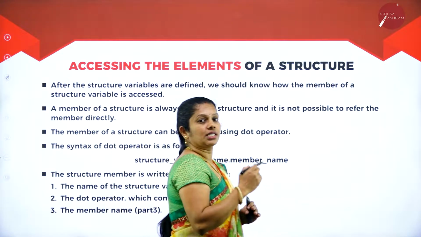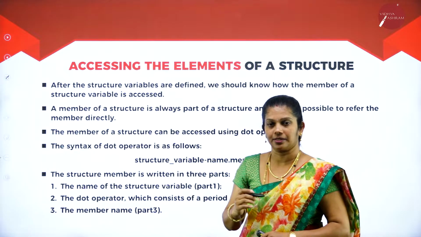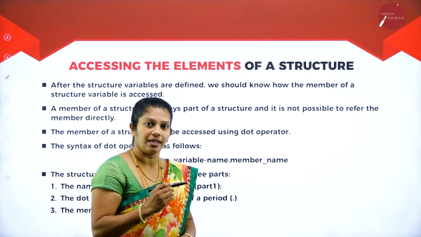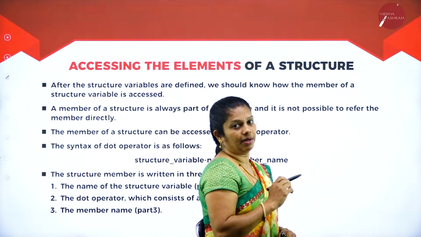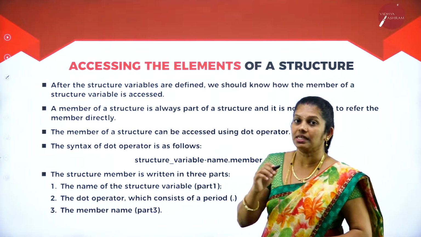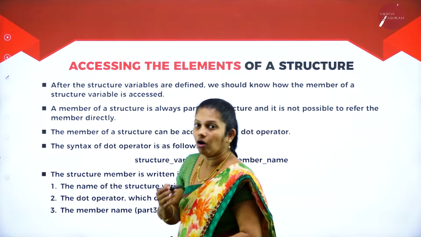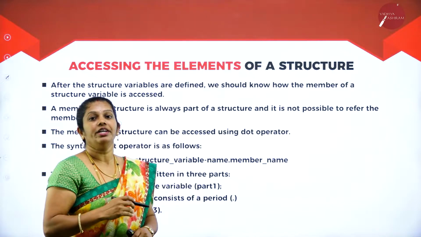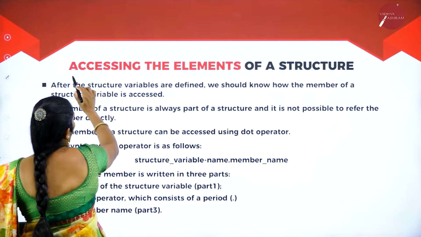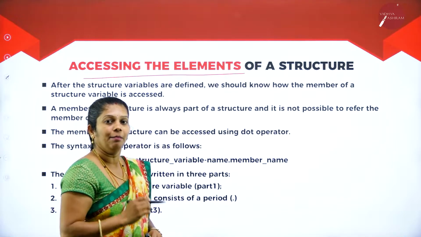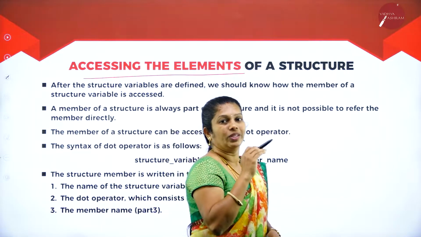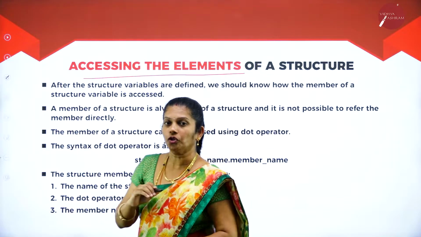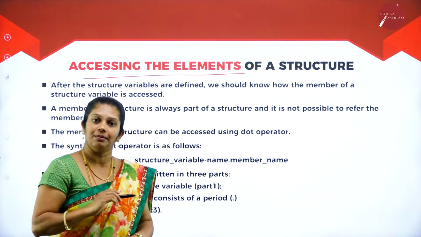A structure is a collection of heterogeneous elements. Heterogeneous means all the elements are of different data types. But an array is a collection of homogeneous elements, where all the elements are the same data type. In a structure, the elements may be homogeneous or heterogeneous; it means the elements may be of different data types. If I want to access the elements of a structure, then we compulsorily require the dot operator. With the help of the dot operator only can we access the elements of the structure. Without the dot operator, we cannot access any element of the structure.